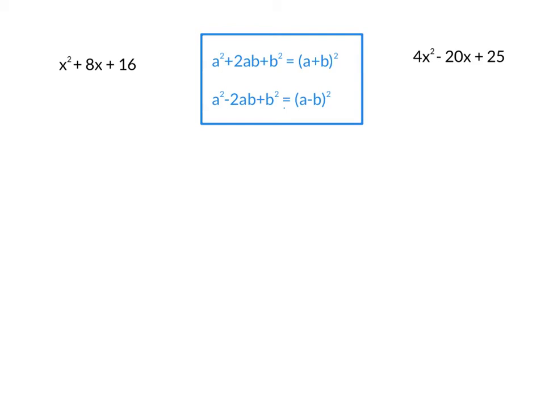So I see x squared in the spot where a squared is, and 16 in the spot where b squared is. Well, if x squared is a squared, then that means that a is equal to x. And 16 is in the spot where b squared is, which means that b is equal to 4 because 4 times 4, or 4 squared, is 16. If I multiply a and b and double them, I do get 8x. So it works out and we have this special pattern here, which means that I can factor this using my special pattern and know that it's going to be the quantity of x plus 4 squared.